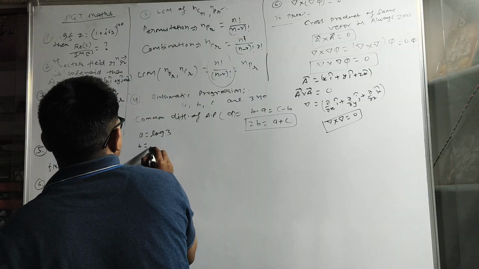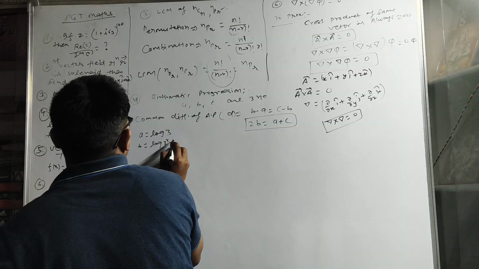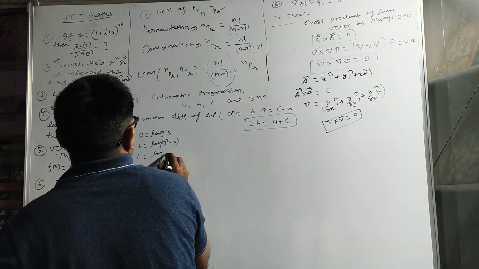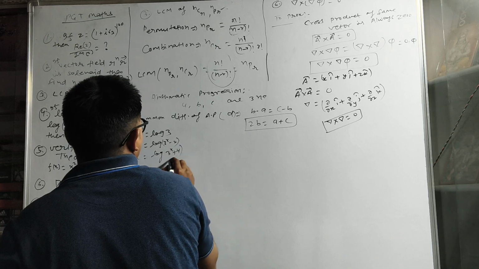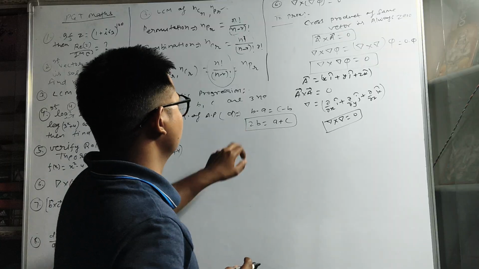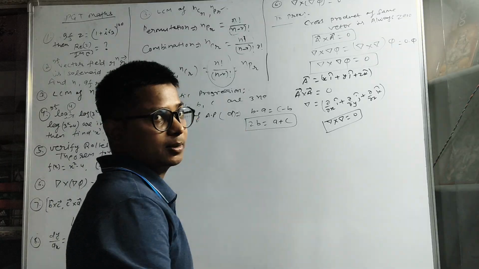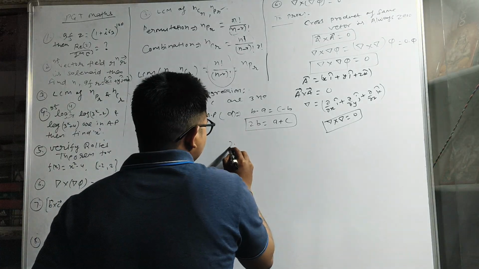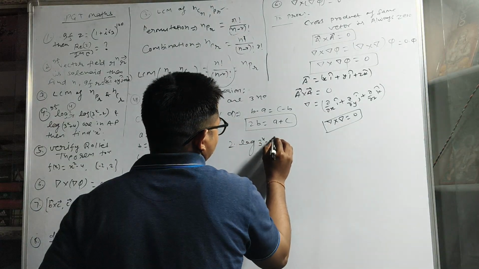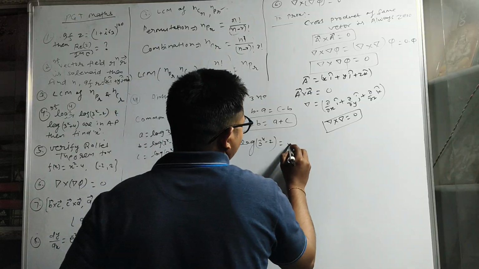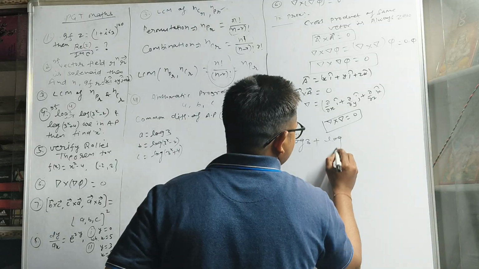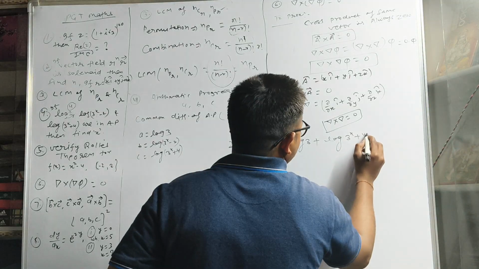And the value of B is log of 3 to the power x minus 2. And the value of C is what? Log of 3 to the power x plus 4. So we have to put the values in this expression, and we'll get the value of x. Okay, after solving. So putting B as log of 3^x minus 2, the value of A as log of 3, and the value of C as log of 3^x plus 4.